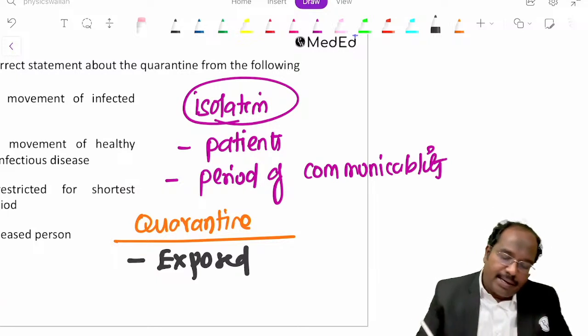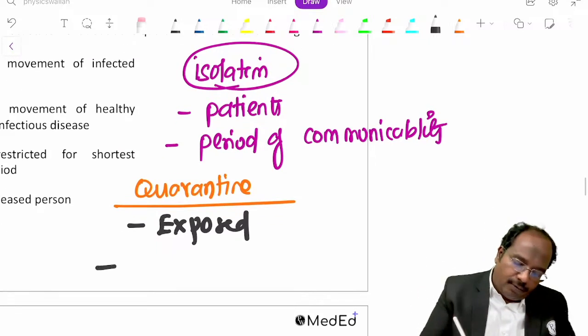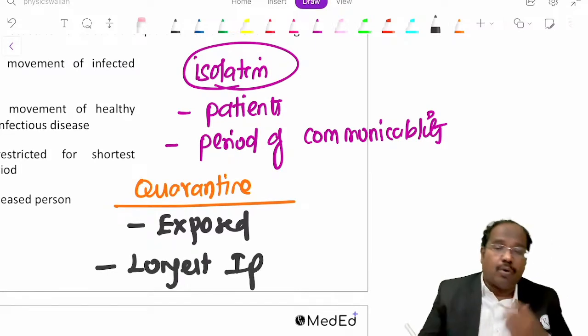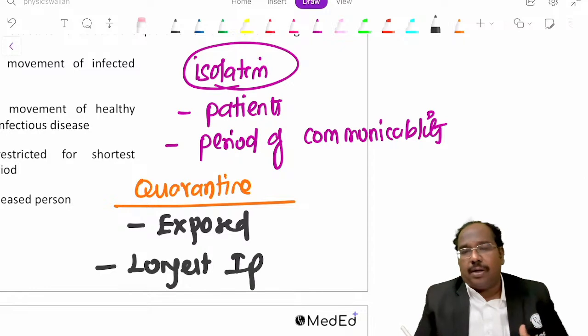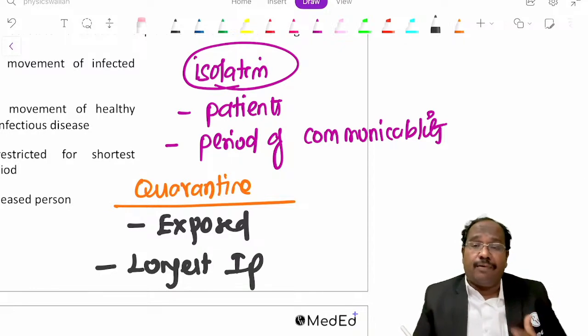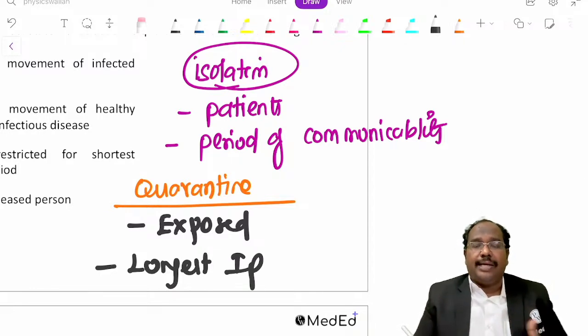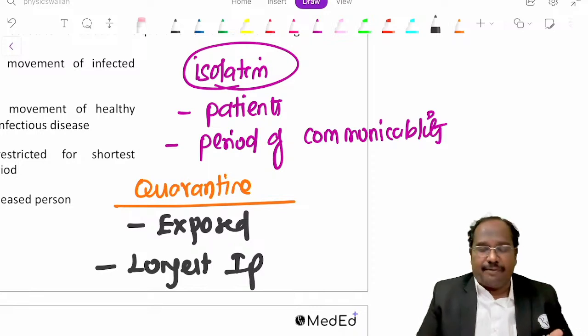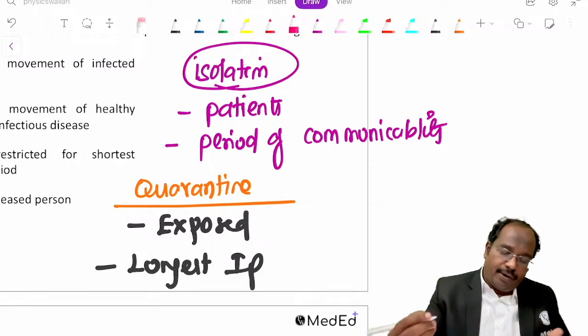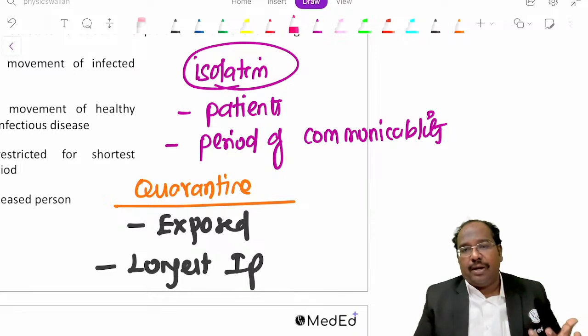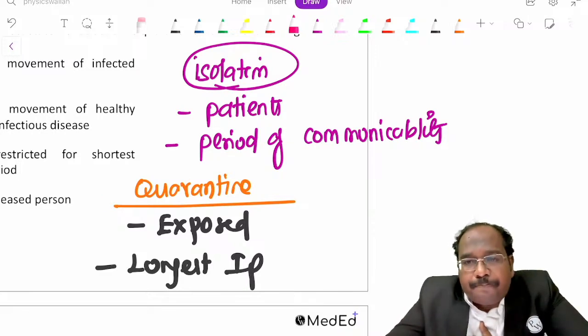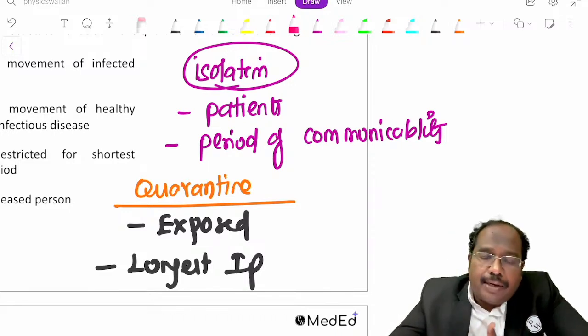How long does quarantine have to be done? Quarantine has to be done for the longest incubation period. For COVID, the incubation period is what? 2 to 14 days. So you have to quarantine for 14 days. Isolation, the question will ask in a different way. So remember, take the example of COVID. It is 2 to 14 days. So if you want to quarantine somebody, you have to do it for 14 days.